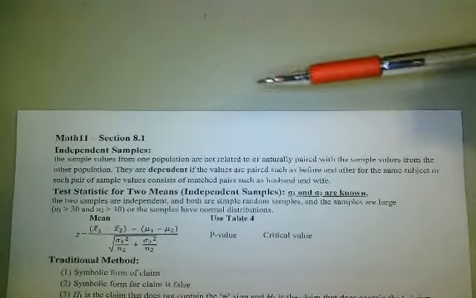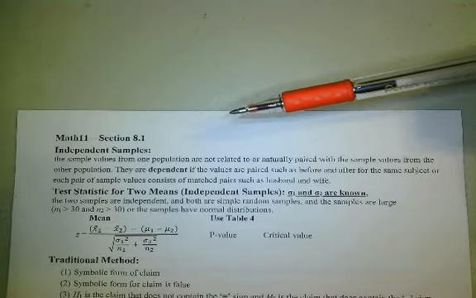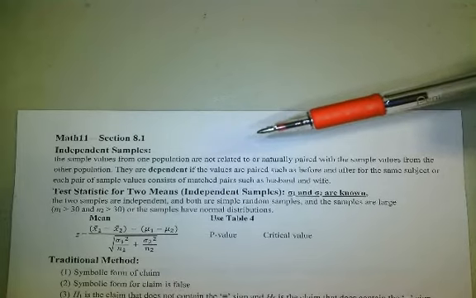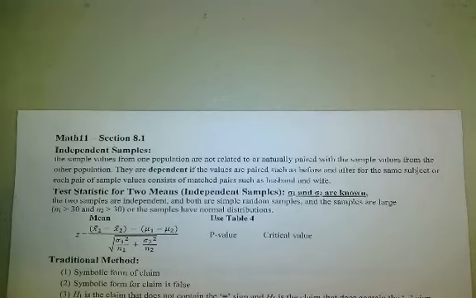So first off, we have what are called independent samples if the sample values from one population are not related or naturally paired with the sample values from the other population. On the other hand, they are considered dependent, and we will look at that later in the chapter, if the values are paired, such as before and after for the same subject, or each pair of sample values consists of matched pairs, such as husband and wife.